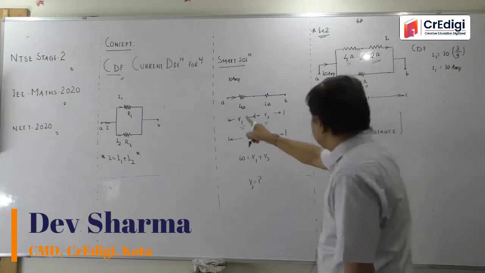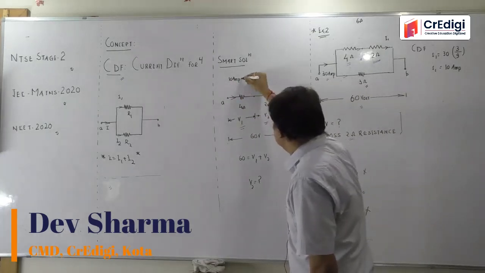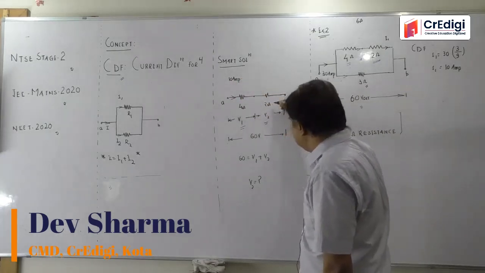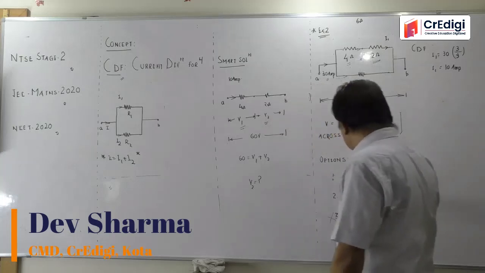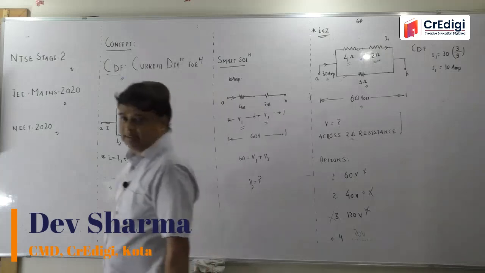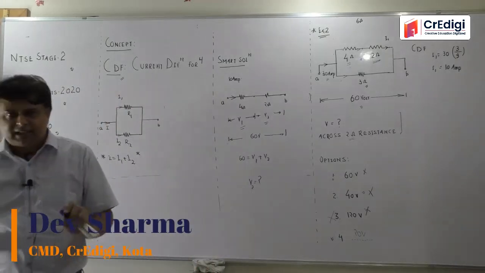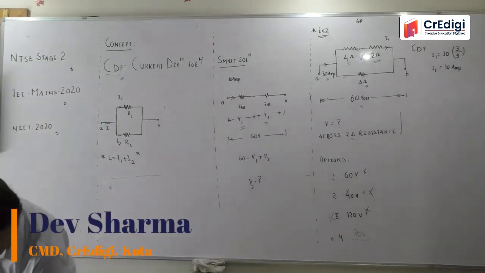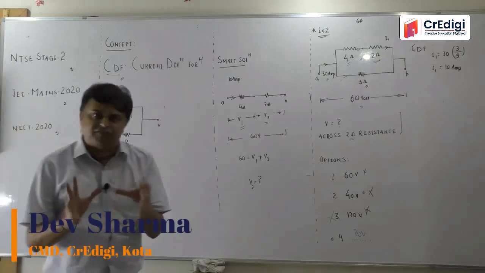Now we are interested whether it can be 40 volt or not. First you tell me what amount of current is going. 10 amperes passing through 2 ohm, so it comes out to be 20. 40 is not the answer. 20 volt is the answer. Is that clear? I mean, try to calculate the things somewhat faster.